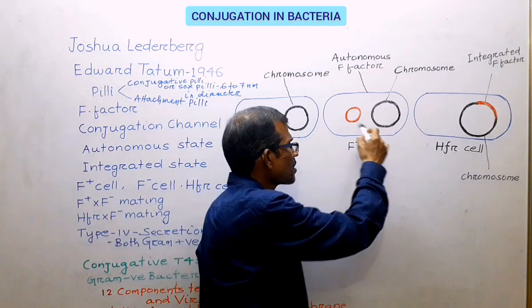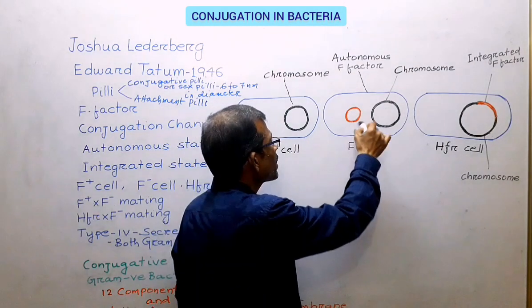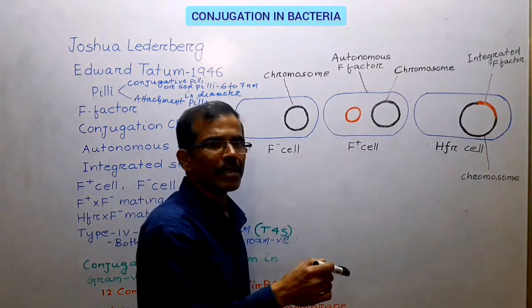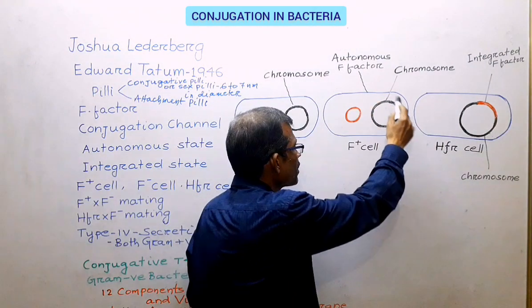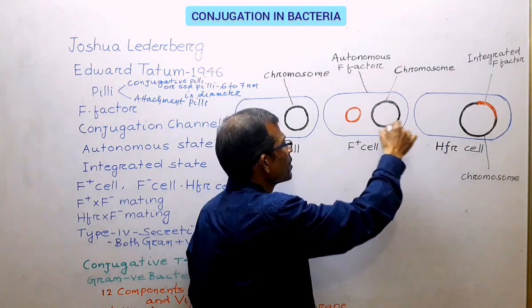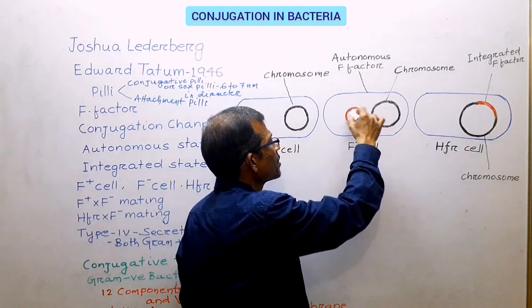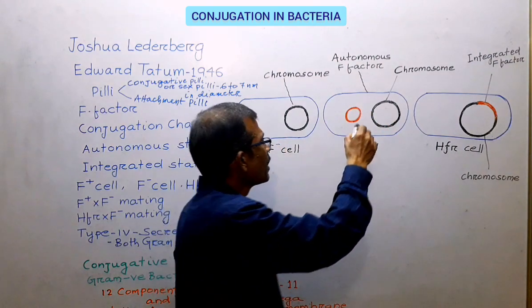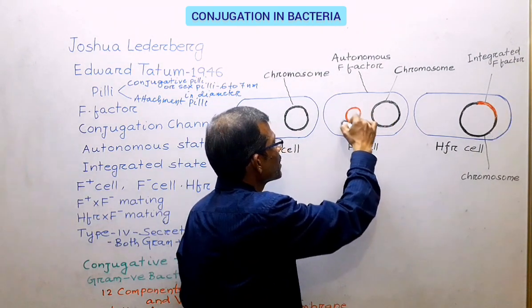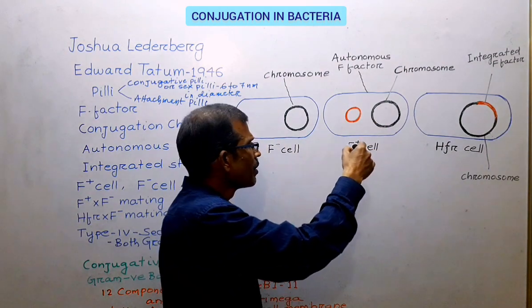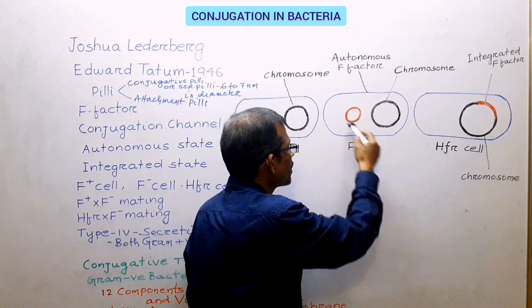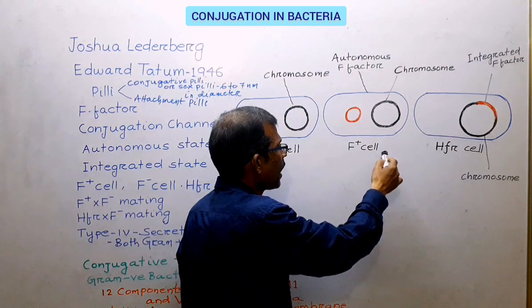In autonomous state, the F factor replicates independently of the bacterial chromosome. This is a bacterial cell, this is the bacterial chromosome, and this is the F factor. If the F factor exists independently of the bacterial chromosome, then that type of bacterial cell is called an F plus cell.